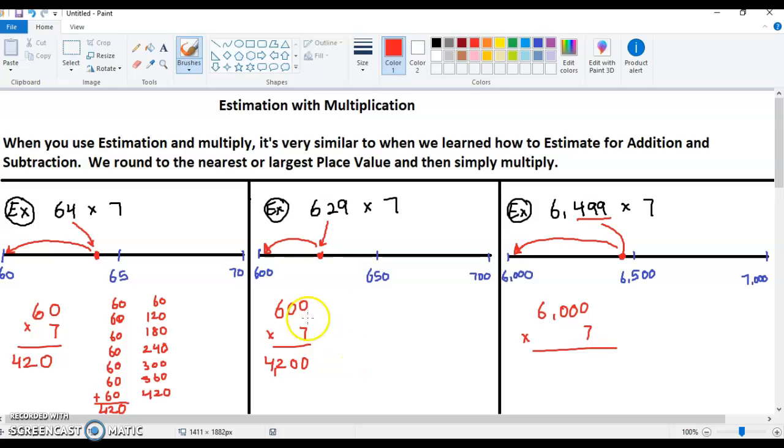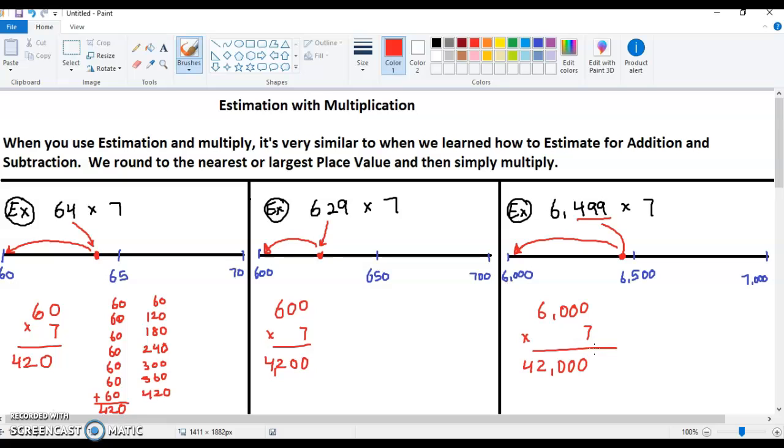Well, thankfully, we already know from the two previous examples that 7 times 6 is going to be 42 because we skip counted. We went 60 plus 60 plus 60 all the way down to 420. And then we counted 60, 120, 180, 240, 300, 360, 420. And we use that to answer this one, and we can do the same thing here. 7 times 6, well, that's 42. And I'm in the thousands place value, so I have 1, 2, 3 zeros. So it's going to be 42,000.